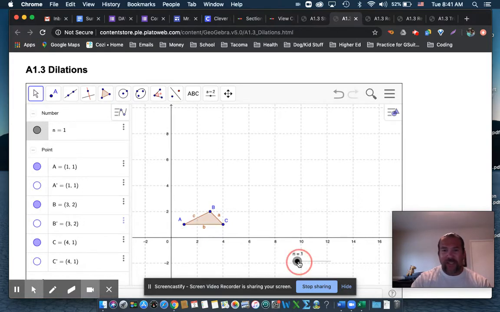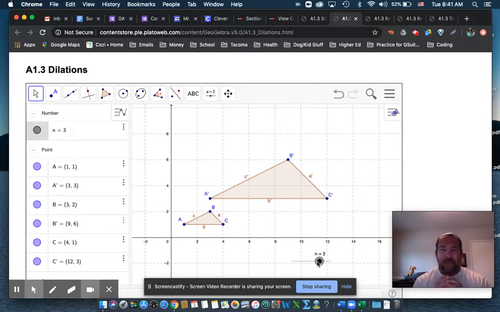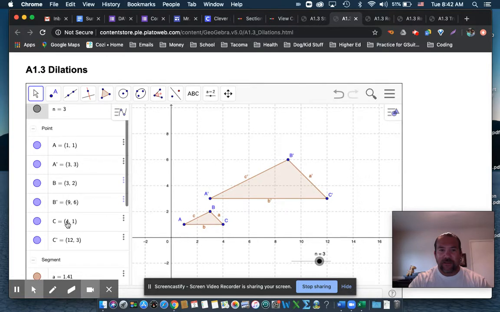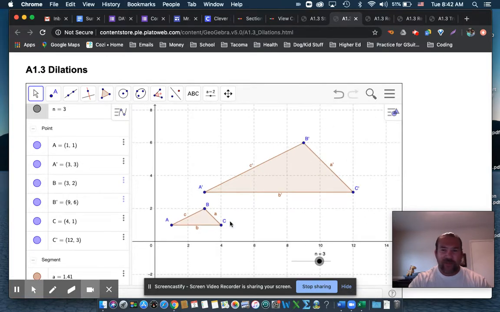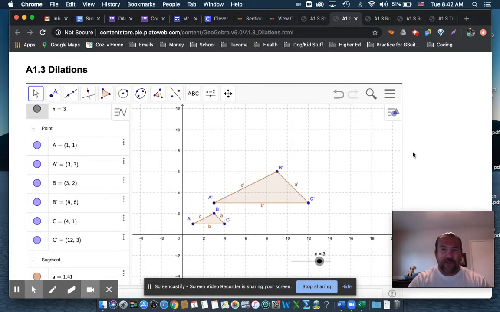Dilation is one of the easier ones because all you're going to be doing is multiplying each x and y value by the same amount. So notice my dilation is 3, my scale factor is 3 here. All I did was take the x and the y, multiply it by 3. That's how I got A prime. Take the x and the y, multiply each of those by 3, 9 and 6. 4 and 1, multiply by 3, 12 and 3. So dilation is a pretty simple one. Okay, the rule is you only just multiply x and y by the scale factor.